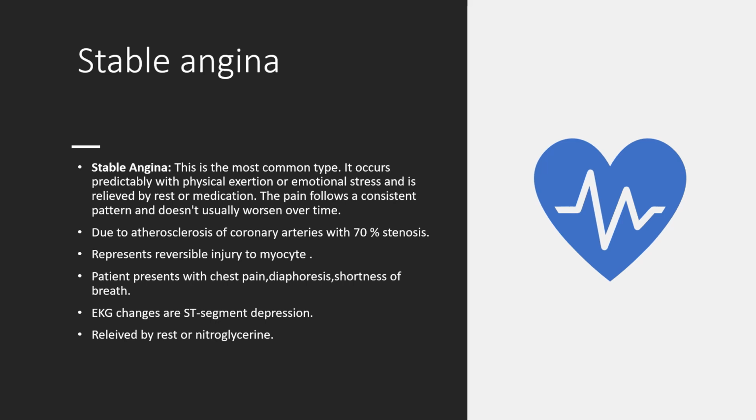Now coming to EKG changes, there is ST segment depression. Why? Because ST segment depression is characterized by subendocardial ischemia. Subendo means the space slightly above the endocardium, the subendocardial space, where we find the ischemia. Actually, the coronary arteries follow the path of the epicardium, then the myocardium, and then the endocardium. So the epicardium gets the blood supply first, then the myocardium, and then the endocardium.